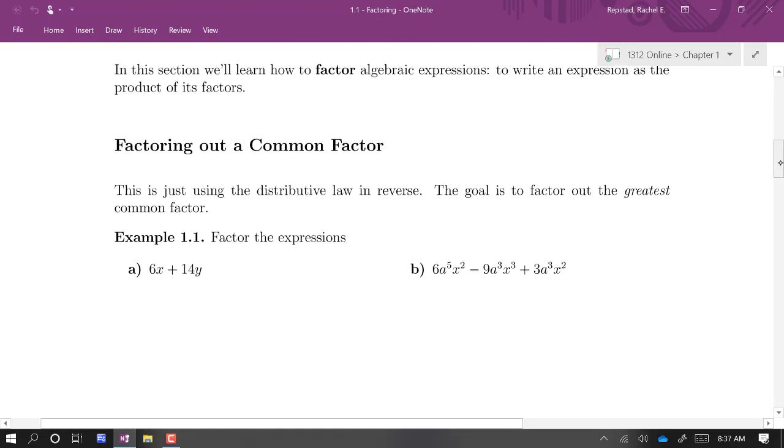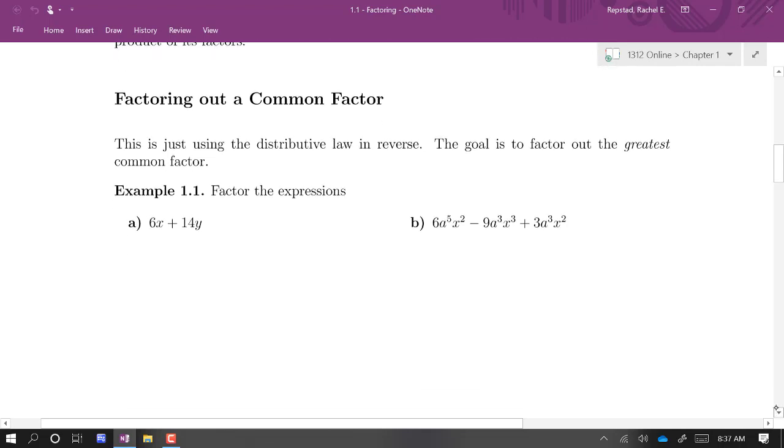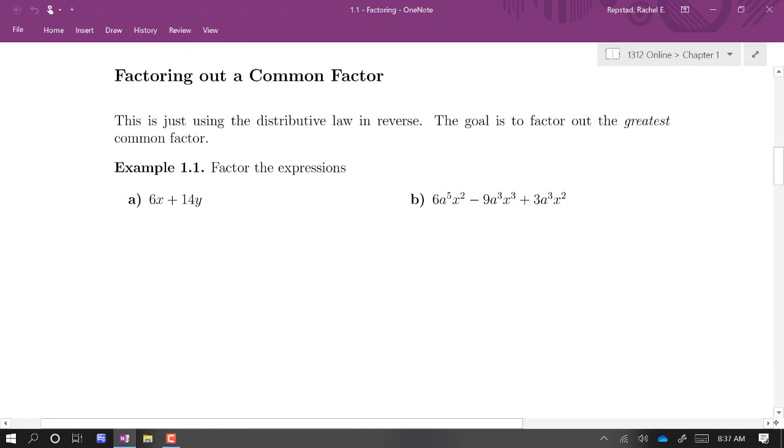And we're just going to look at some different scenarios for factoring. The simplest one is factoring out a common factor. This is just using the distributive property, the distributive law, in reverse, kind of undistribute. So in our first example in part A, 6x plus 14y, you might notice that both of those coefficients are even. So I could factor out a 2.